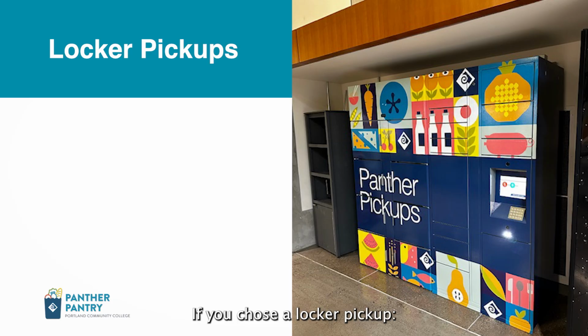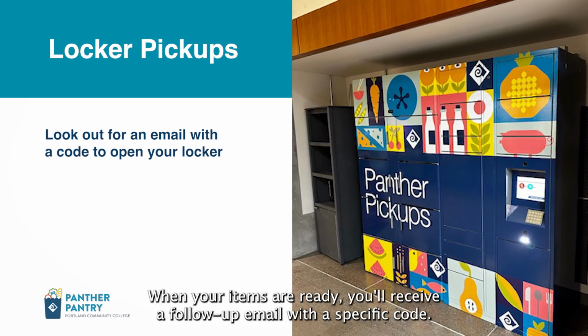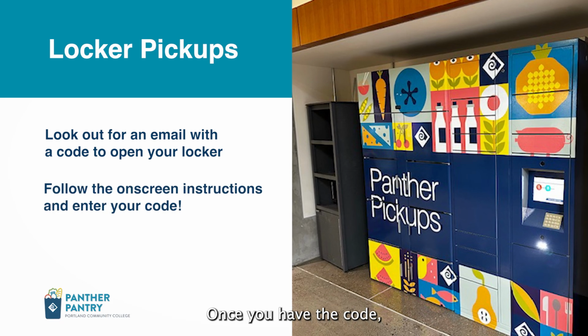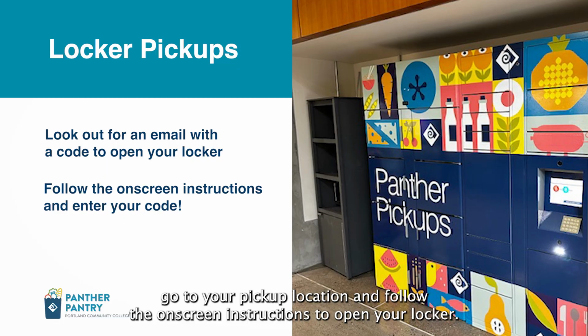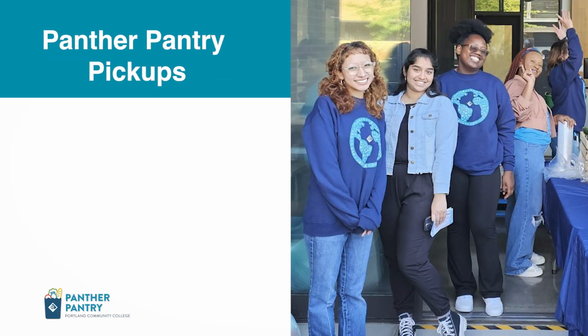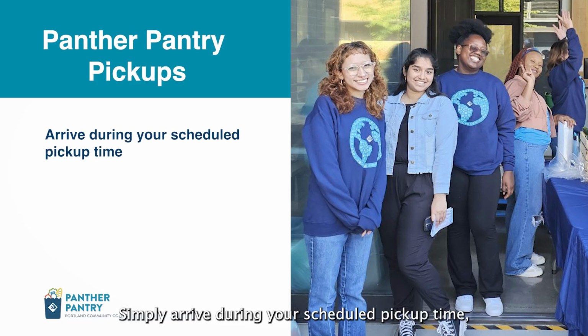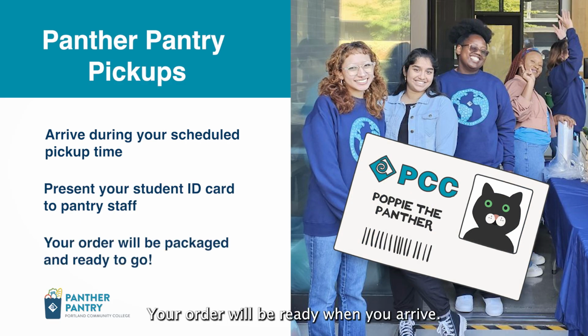If you chose a locker pickup, when your items are ready, you'll receive a follow-up email with a specific code. Once you have the code, go to your pickup location and follow the on-screen instructions to open your locker. If you chose to pick up your order from a Panther Pantry, simply arrive during your scheduled pickup time and present your student ID. Your order will be ready when you arrive.